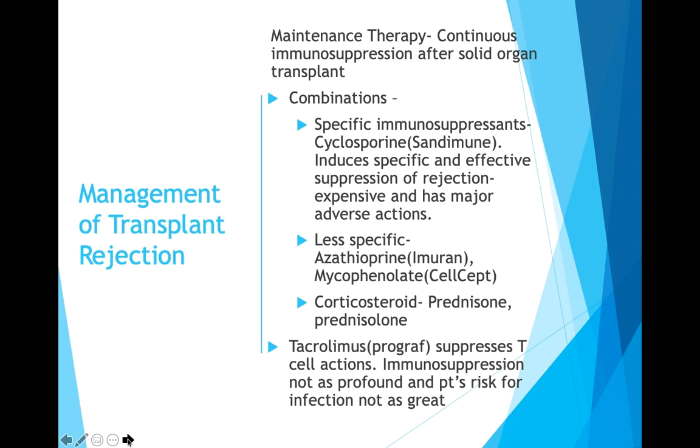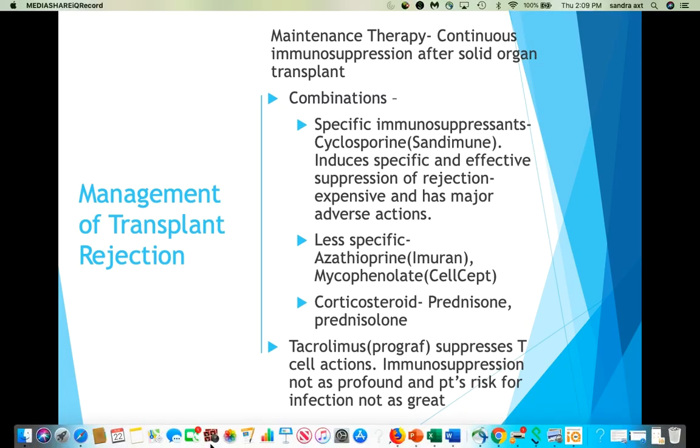The less specific immunosuppressants, like the Imuran and the Cellcept, and then corticosteroids. The tacrolimus also is used. That suppresses the T cell actions. And with the tacrolimus, the immunosuppression is not as great as the specific immunosuppressants, and patients' risk for infection is less. So these are some of the medications to manage the transplant rejection.